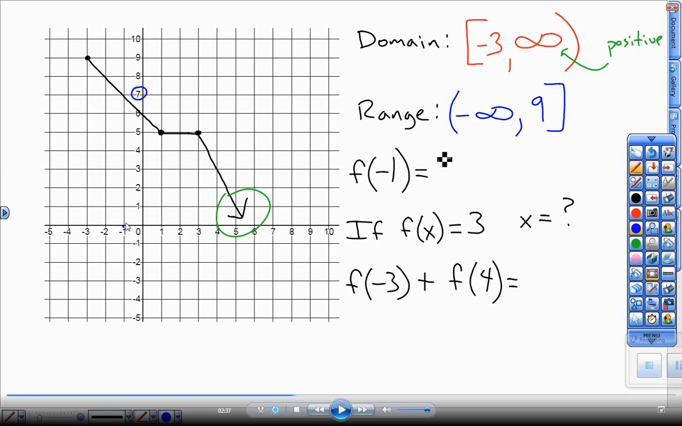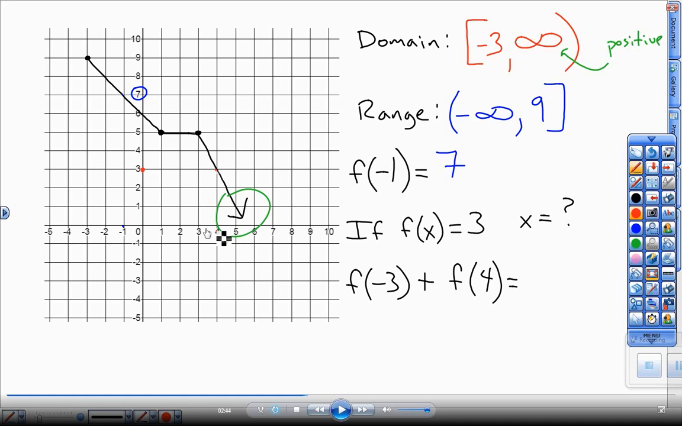Go up until you hit that line and then look over and see what y is. That's going to be 7. So again, when I give you this, this is the x number on this axis. Find it, and then go up and hit the line, find the y number. The next one is the opposite. That 3 is the y number already.